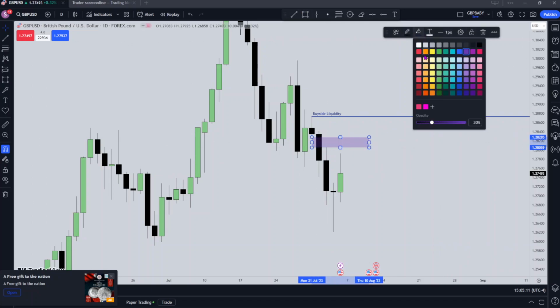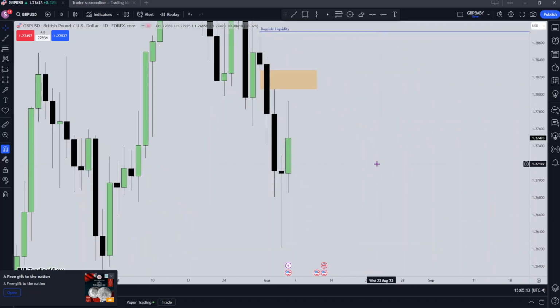I'm going to make that orange. And one thing to take note of as well is that we now have an inversion fair value gap. Where? Here. So this was traded on the downside, then the upside. So what should this now act as? Support. So we can make that blue. This is an inversion fair value gap.